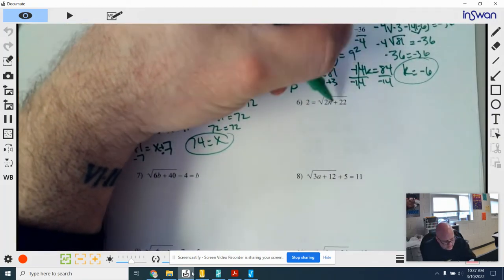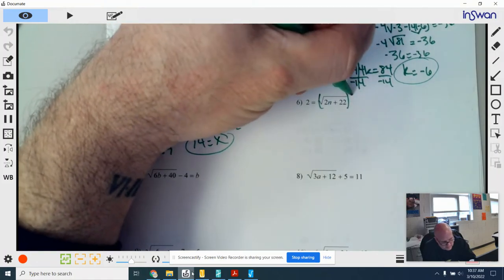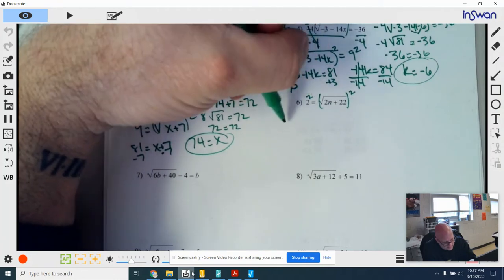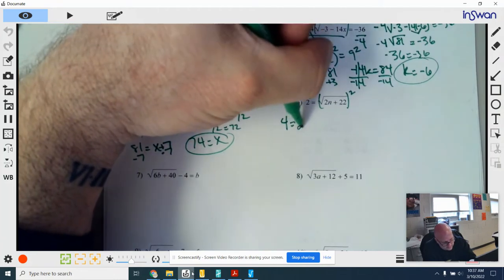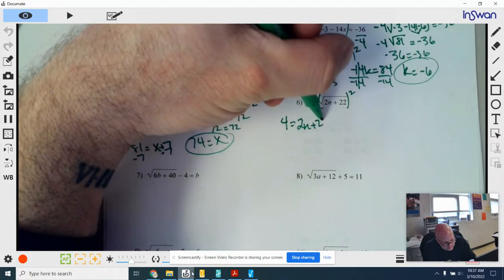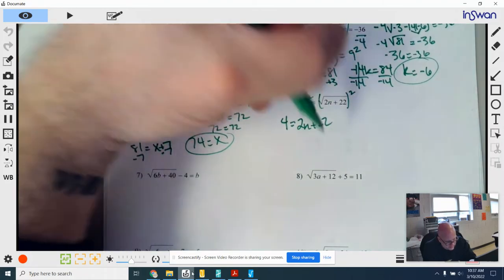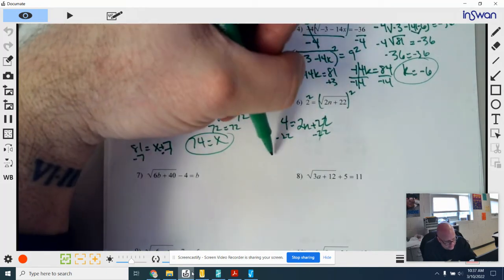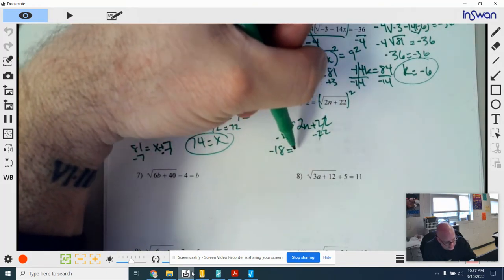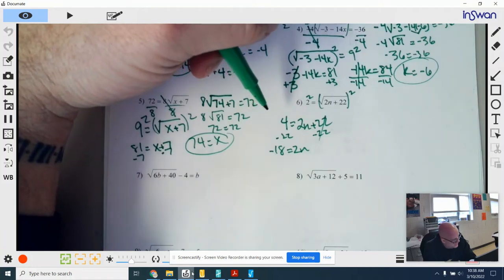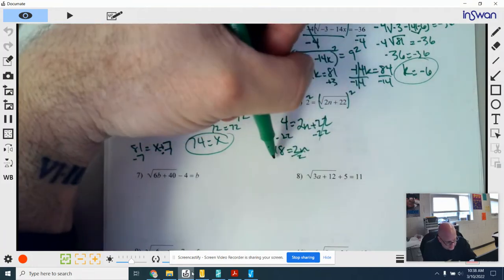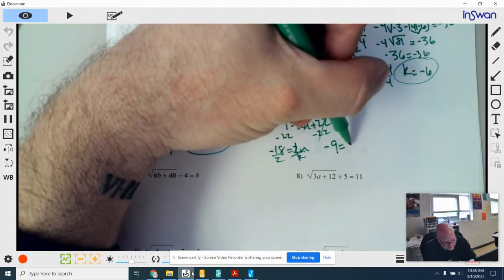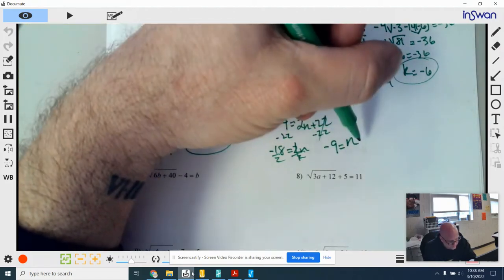Number 6, I'm going to start off by squaring that one because there's nothing else I need to get rid of. So I'm going to come over here and square this. So we have 4 is equal to 2n plus 22. Subtract 22, cancels. 4 take away 22 is negative 18 equals 2n. And divide both sides by 2, cancels there. And we get negative 9 is equal to n.